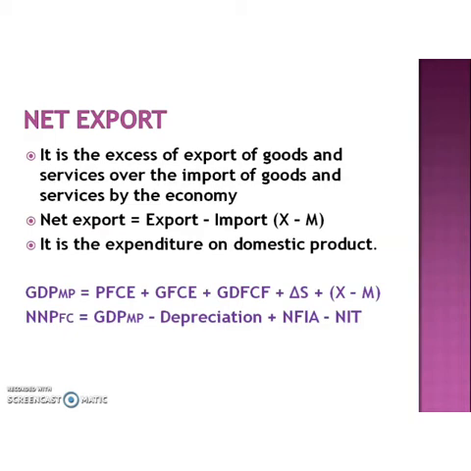If we get GDP-MP, we can calculate NNP-FC. How? That is GDP-MP minus depreciation minus NIT plus NFIA. It is the NNP-FC or national income. So these are the components of final expenditure.